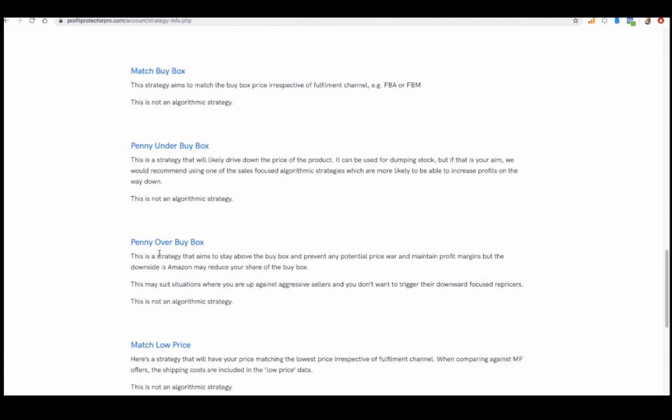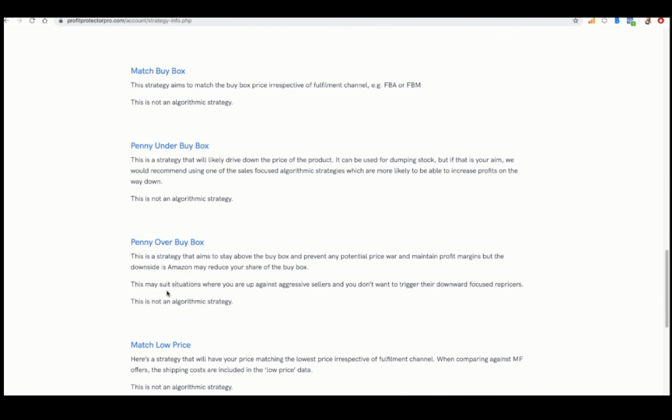And you've got the option here to penny over the buy box if you want to. When Amazon are allocating the buy box, they don't always give it just to the cheapest seller. There's lots of things that go into the algorithm for Amazon to choose which seller has the buy box. So you can be a little bit over the buy box and still get your fair share of it.